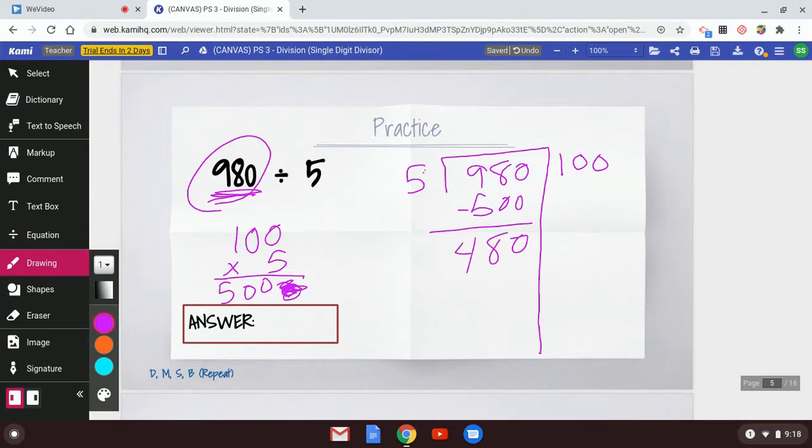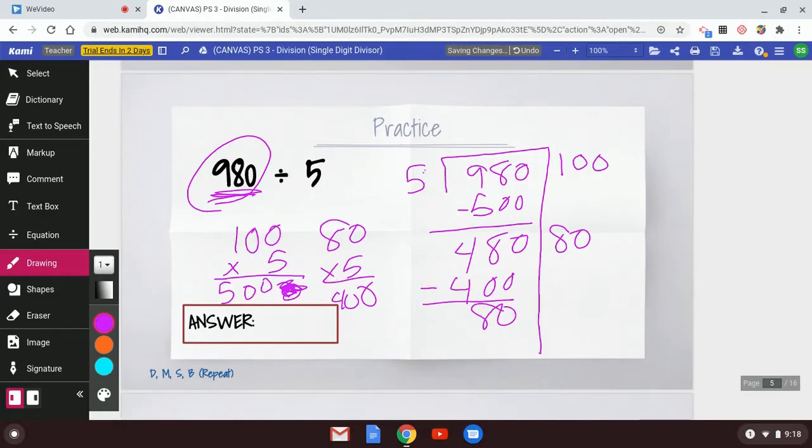Well, what else do I know? Well, I know 8 times 5 is 40. Well, if 8 times 5 is 40, what's 80 times 5? 80 times 5 is 400, right? So let's put 80 over here. 5 times 80 is 400. Now I'm left with 80.